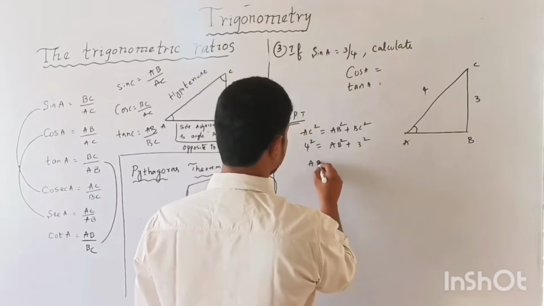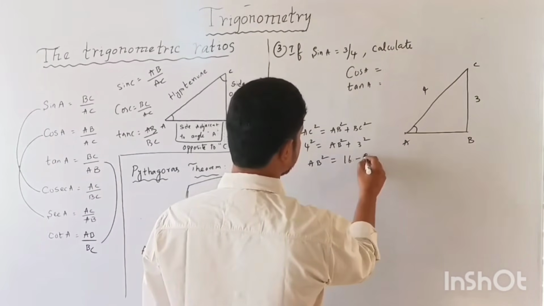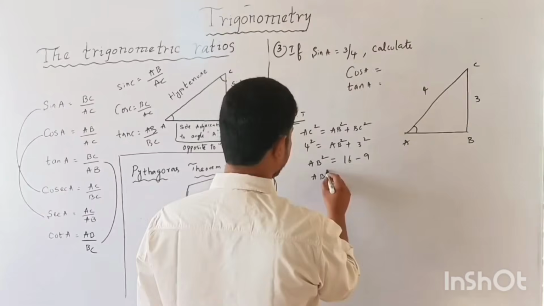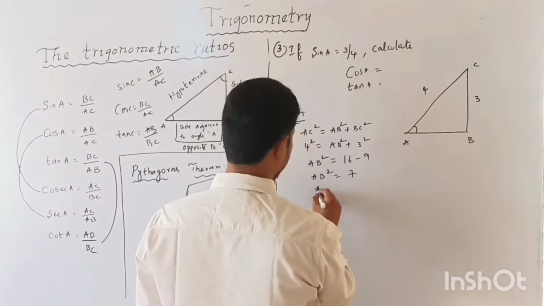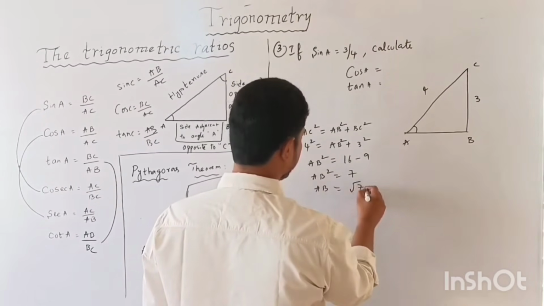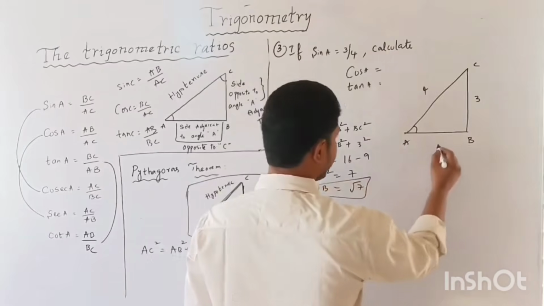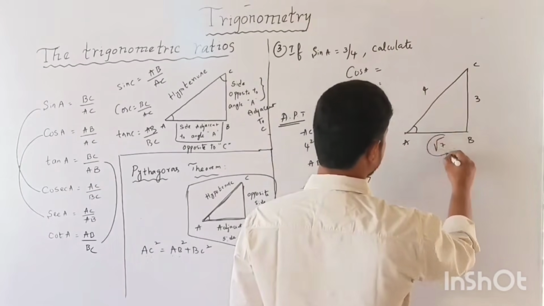That is, AB square is equal to 16 minus 9. AB square is equal to 7. Therefore, AB is equal to root 7. We find the value of AB. The value of AB is equal to root 7.